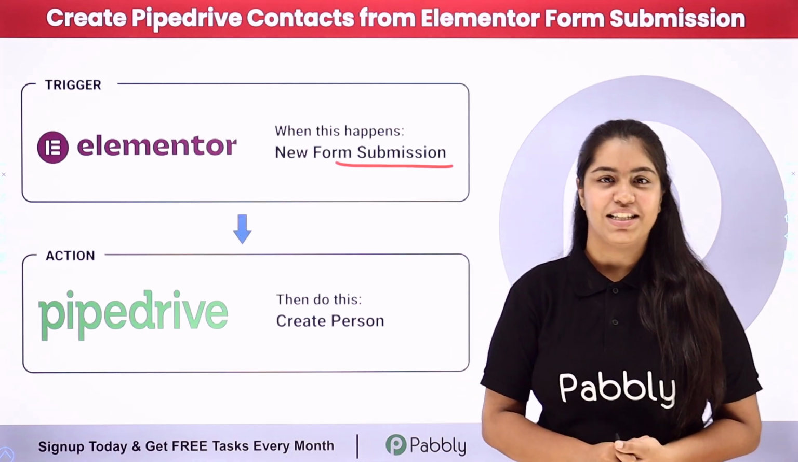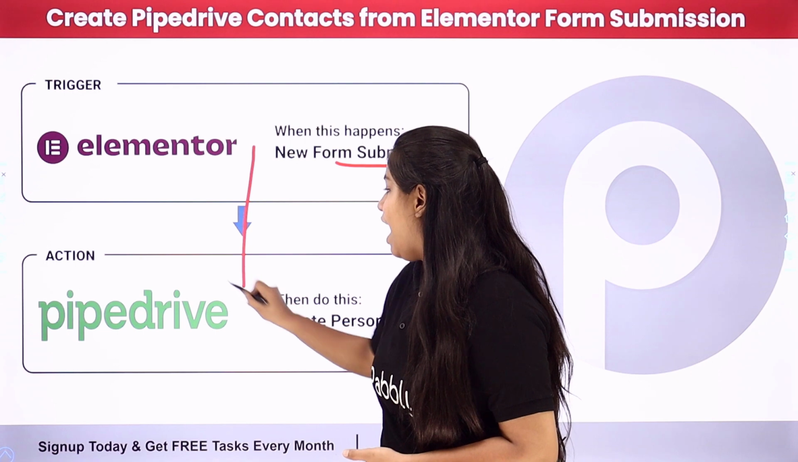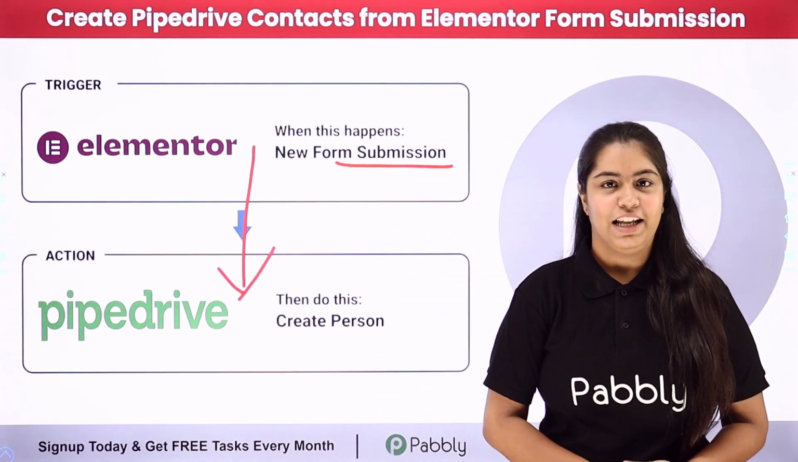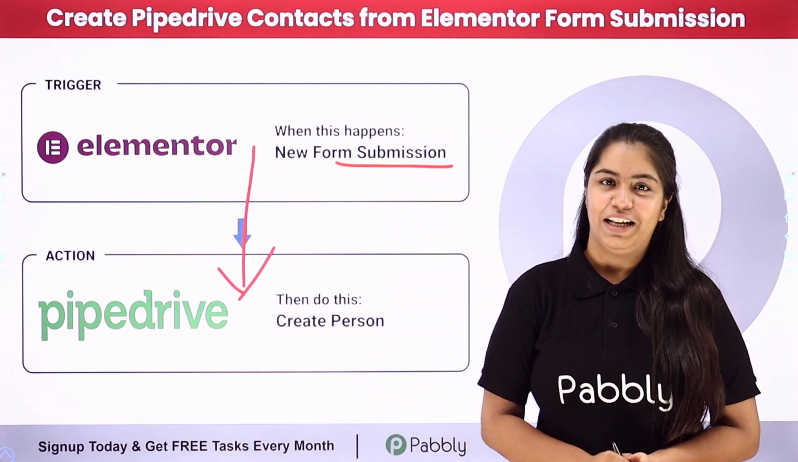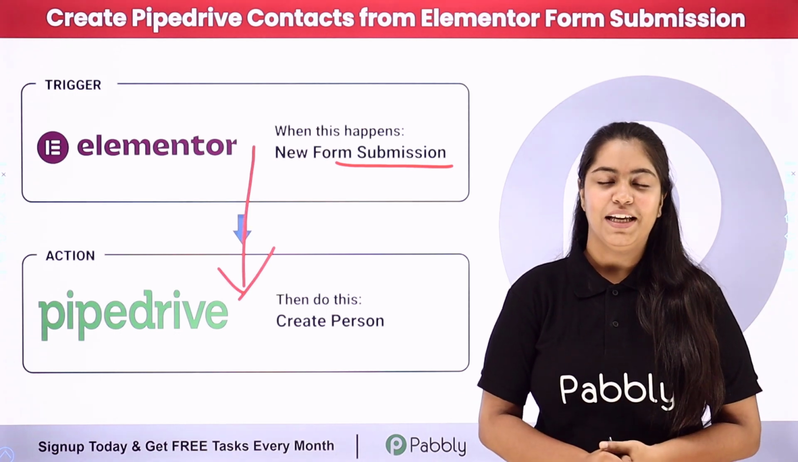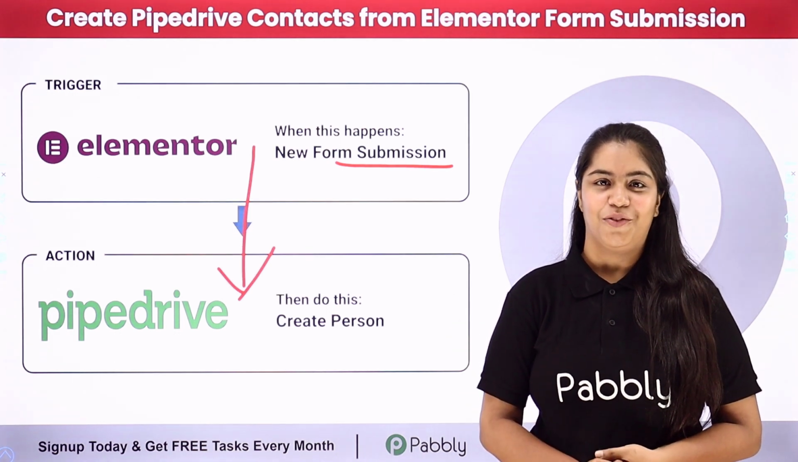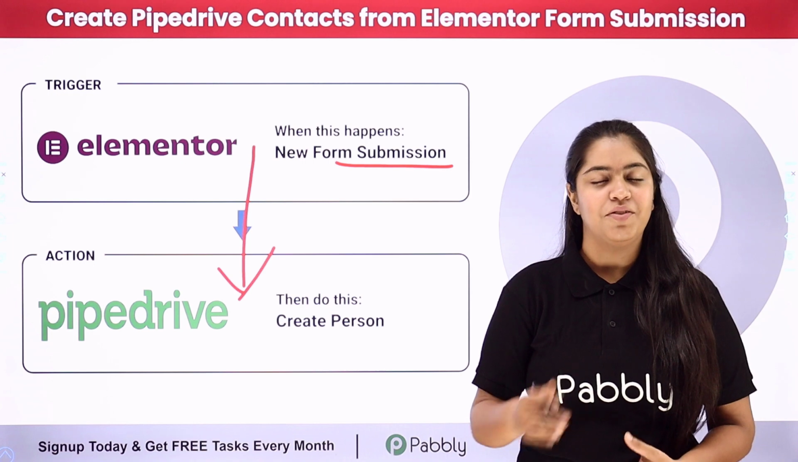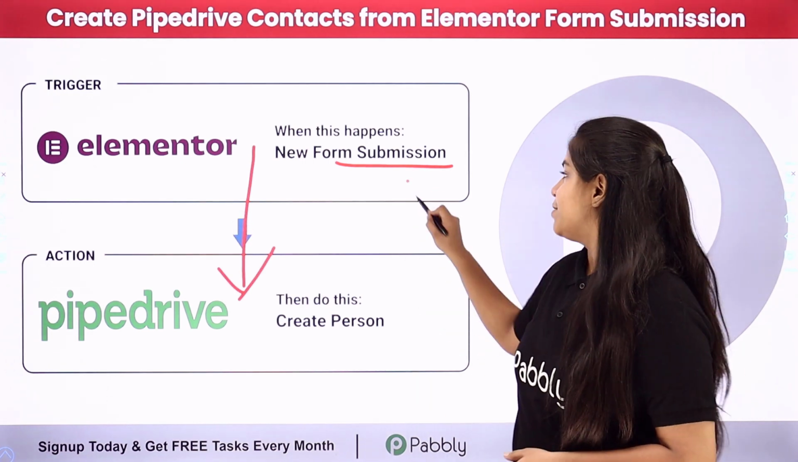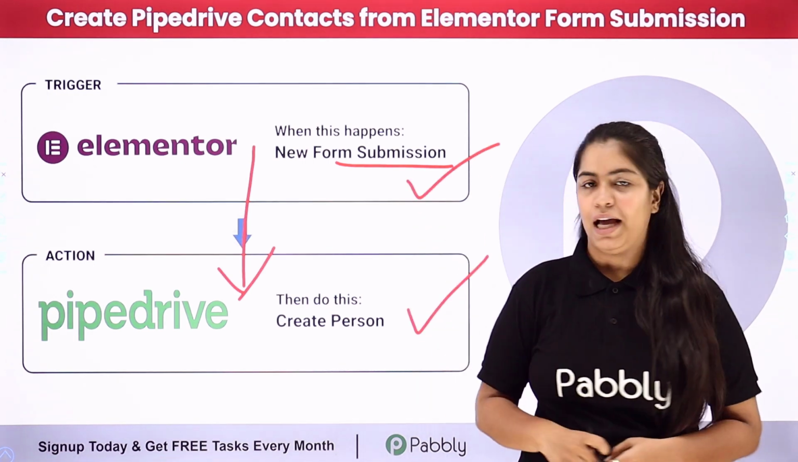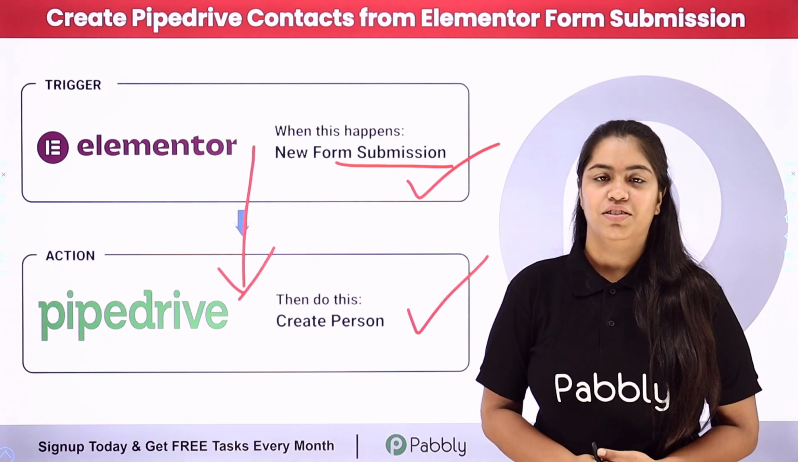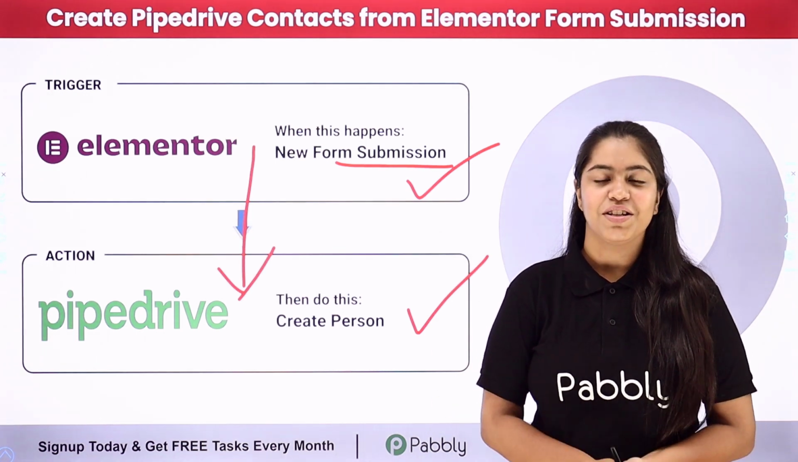For this we are going to create a connection between Elementor and Pipedrive. To create this connection without knowing any programming or coding language, we are going to use Pabbly Connect. It is an amazing automation software. So in Pabbly, we have the concept of trigger and action. For trigger, we are going to use Elementor, and for action, we are using Pipedrive. If you also wish to learn this process step by step, follow me through the screen.